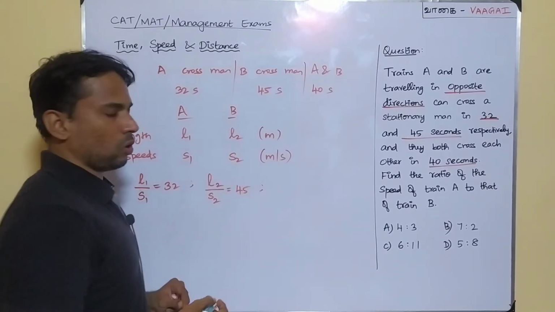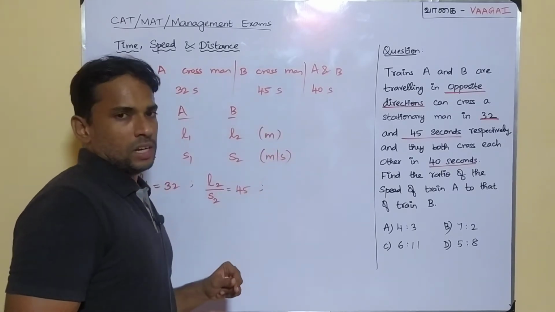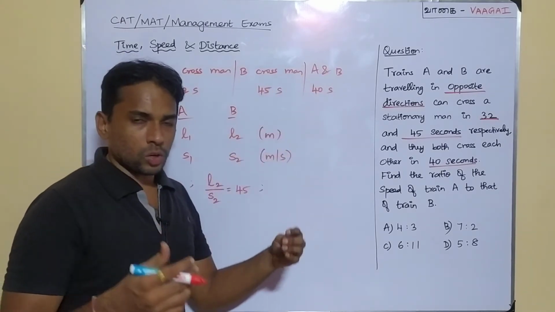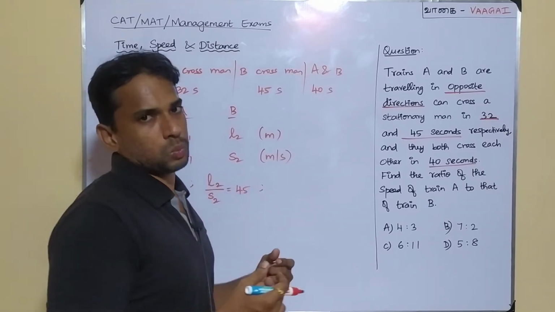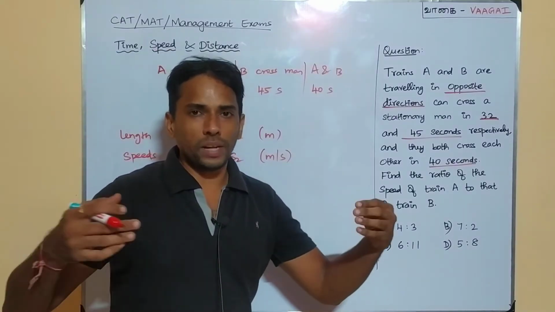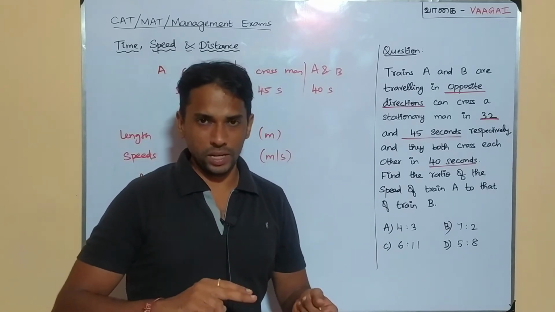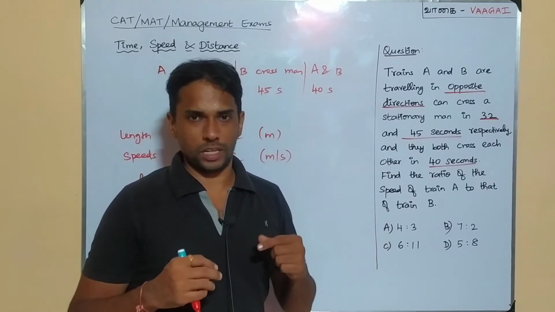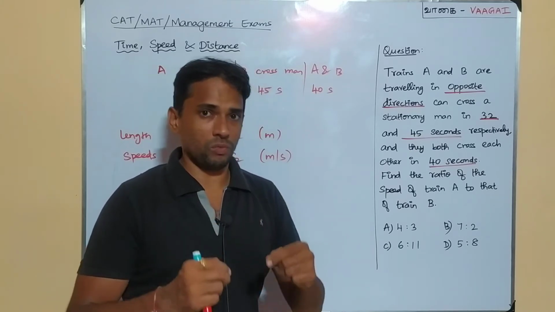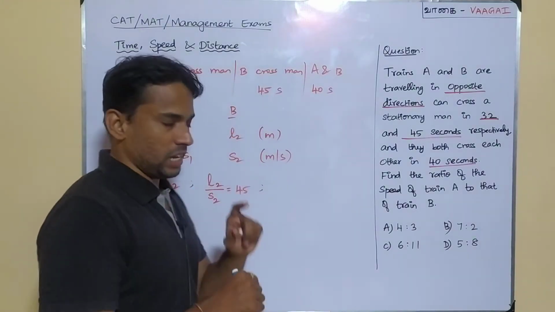And last, one more relation we need here. So what is that relation? Train A and B are going to cross each other. So imagine when two trains are going to cross each other. Both the trains are moving, and they are going to move in the opposite direction. This point is really important for us to solve this one.